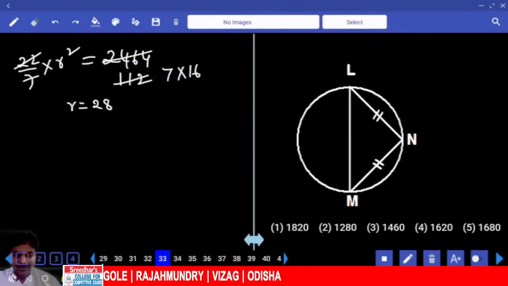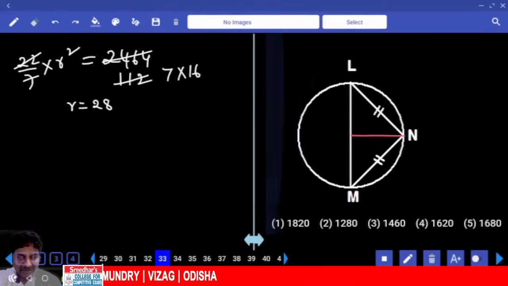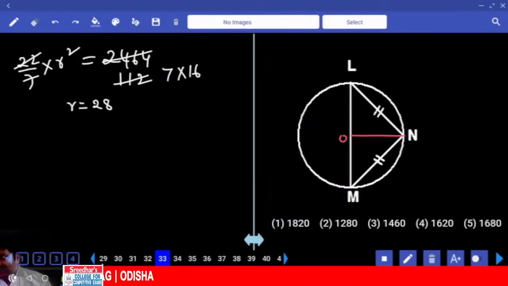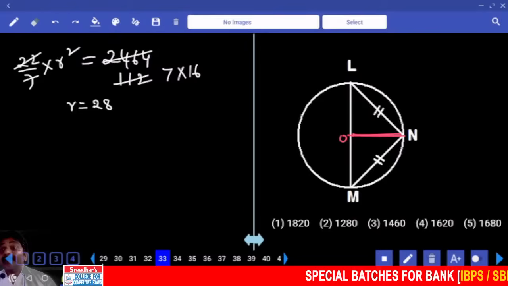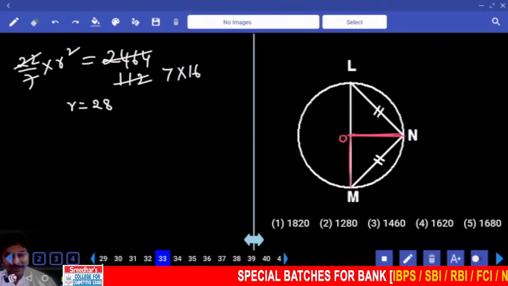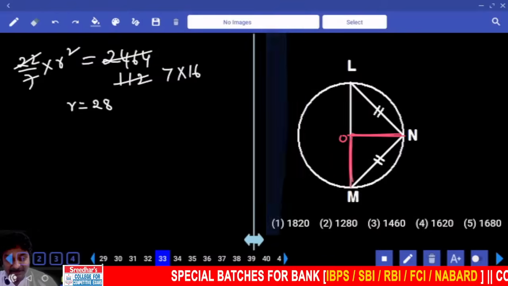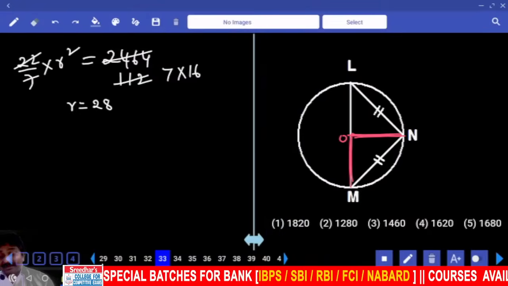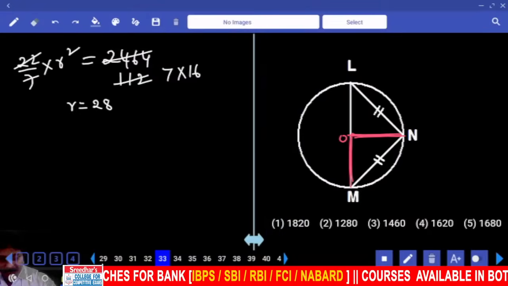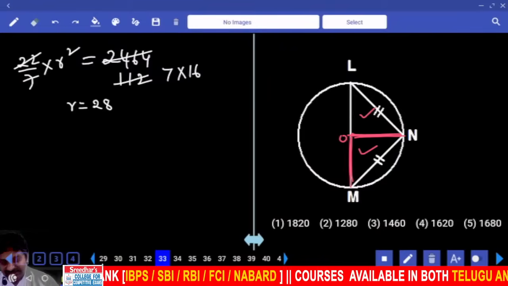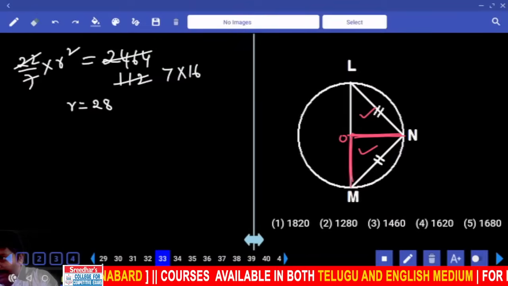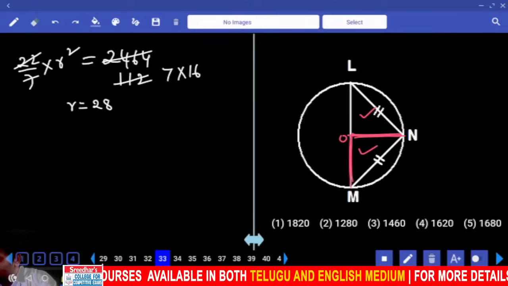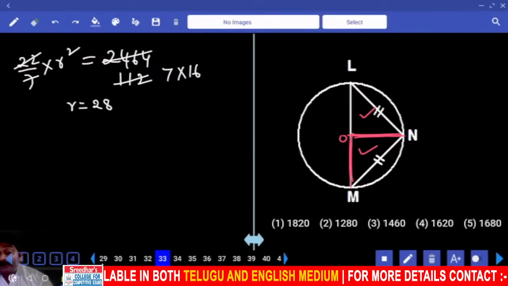Correct? Now look at the diagram here. Let me take OMN, one triangle, and OLN, another triangle. What is ON called? Radius. OM. Now this becomes the base and this becomes the height of the triangle. Half BH is the area of the triangle. This is half BH, this is half BH. Then it will be BH only. What is the base? Radius. What is that? 28. Come on. 28 square.